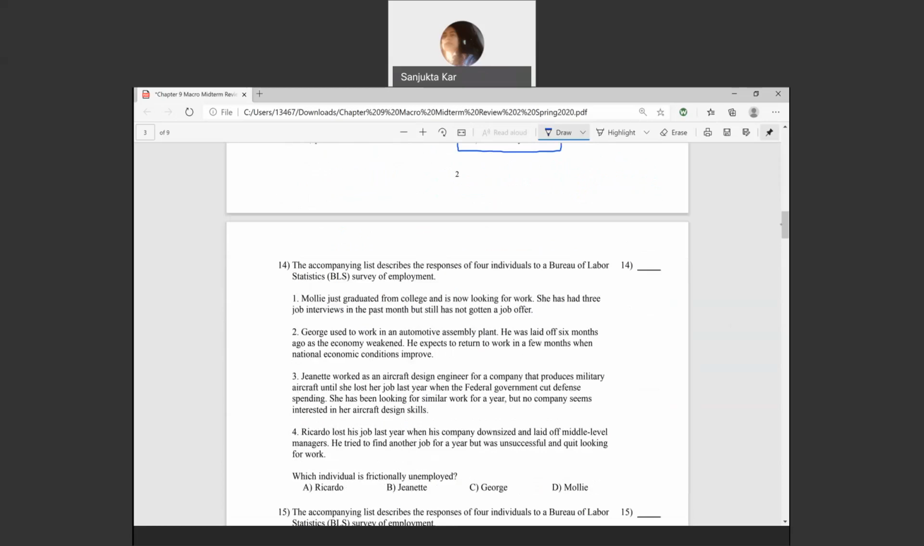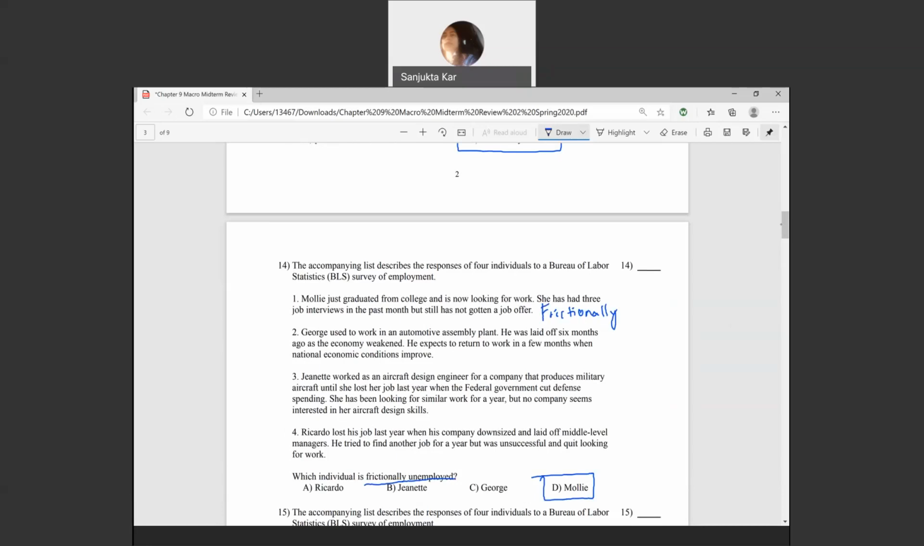Number one, it says Molly graduated from college and is now looking for a job. She has had 3 job interviews in the past month but still has not got a job. This one, she is frictionally unemployed. The waiting period, people look for a job, they're frictionally unemployed. So the question, what is this asking us? Which individual is frictionally unemployed? So this is going to be Molly.